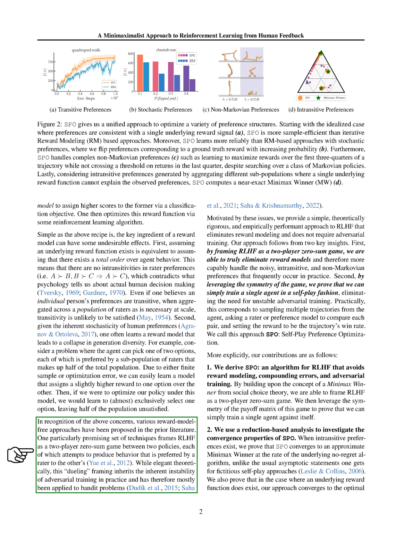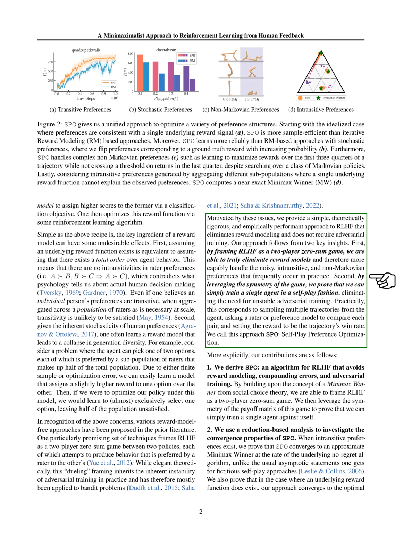One promising approach frames RLHF as a two-player zero-sum game between two policies, each trying to produce behavior that a rater prefers over the others. However, this approach, while theoretically elegant, is unstable in practice due to the inherent instability of adversarial training. In response to these challenges, we propose a simple, theoretically sound, and empirically effective approach to RLHF that doesn't require reward modeling or adversarial training.